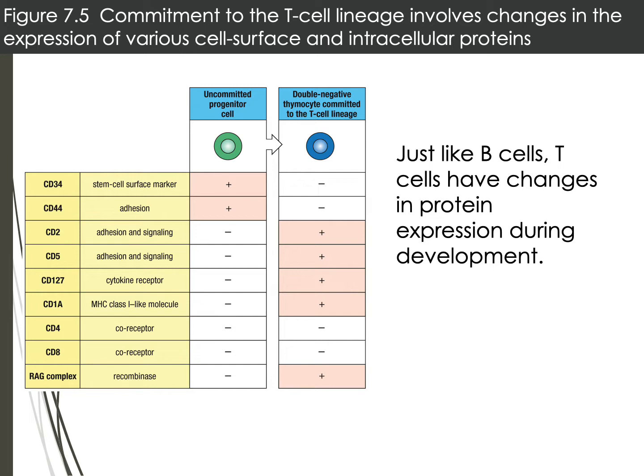It loses that stem cell receptor, and then it starts to express other adhesion molecules, cytokine receptors, and also RAG, right? So it needs to be able to undergo recombination events to create that T cell receptor to make it a T cell.